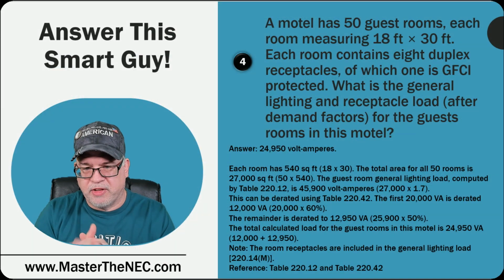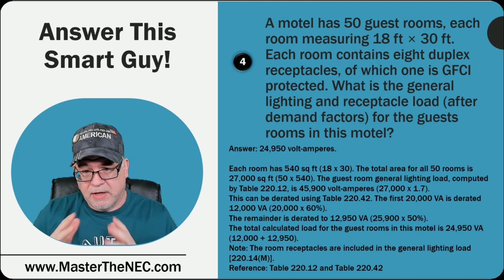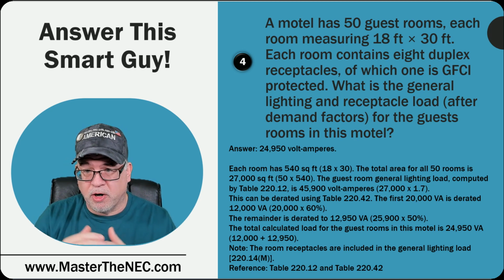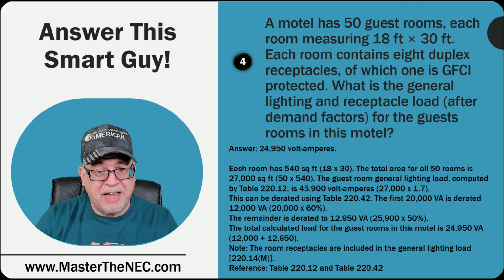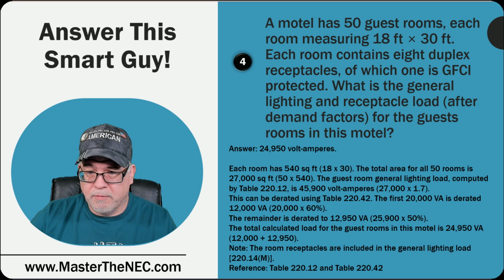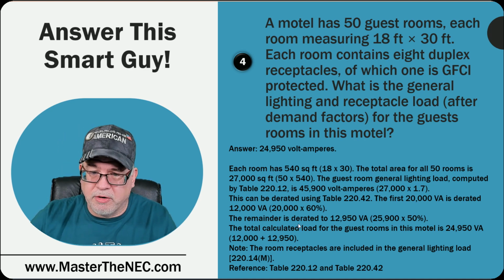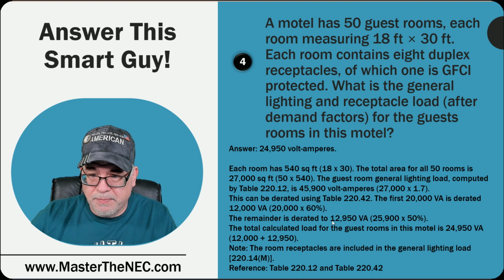All right. So how we're going to work this out is, okay, break it down. So the first 20,000 is at 60%. So as you can see here, it was the first 20,000 demand. So it's 20,000 times 60%. That's where we got 12,000. So you set that aside. And then the remainder over that was what? 12,950. Okay. So that was the remainder value that we have.